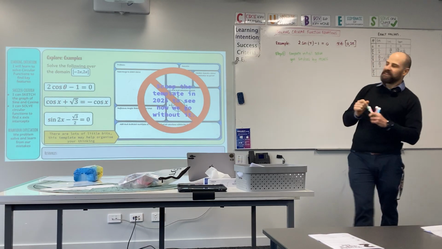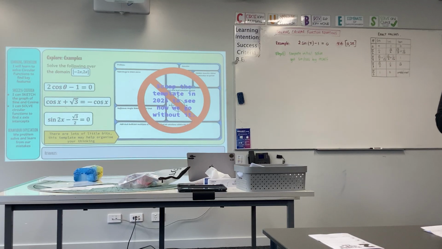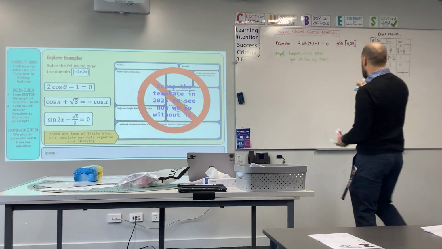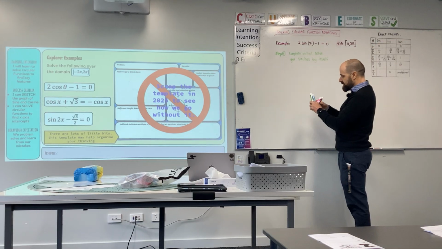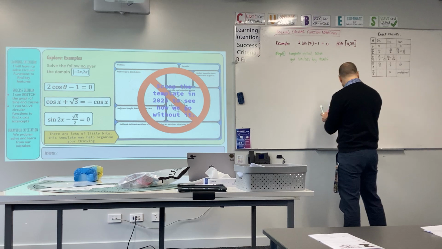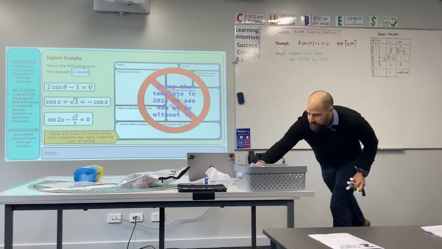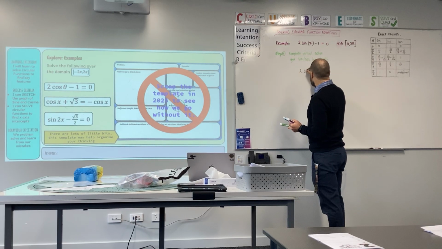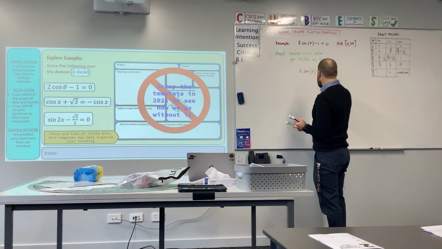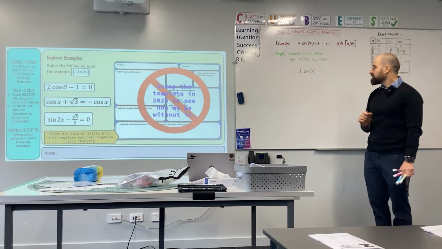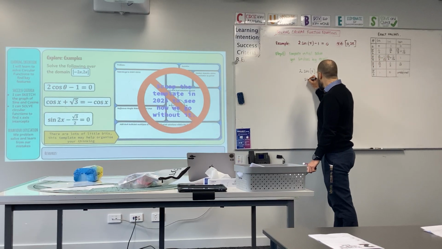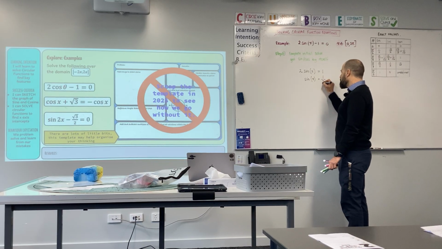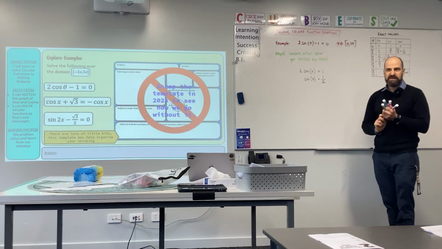Can you read it? So we're going to do the initial solving part. We're going to get sine or cosine by itself. So in this problem, I'm going to add 1 to both sides. Let's do it in the black, should be okay. So I moved 1 to the other side. And then move the 2 to the other side. How do I move the 2 to the other side? I divide both sides by 2.